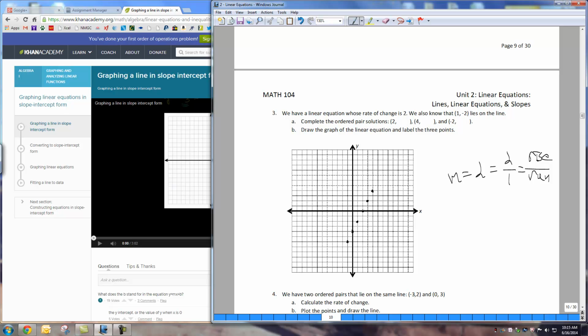When x is 2, what is y? Well, when x is 2, y is 0. So that's the point (2, 0). Then we have the point (4, something). So 1, 2, 3, 4. It goes through the point (4, 4). And when x is negative 2, I'm not there yet, so I need to do it one more time. Rise 2 and over 1.